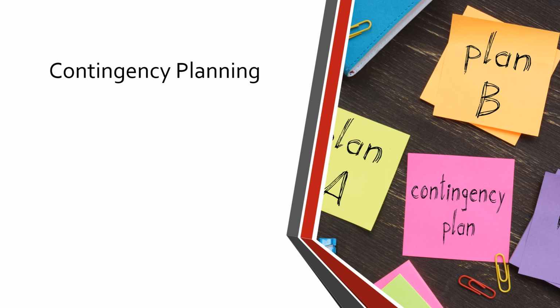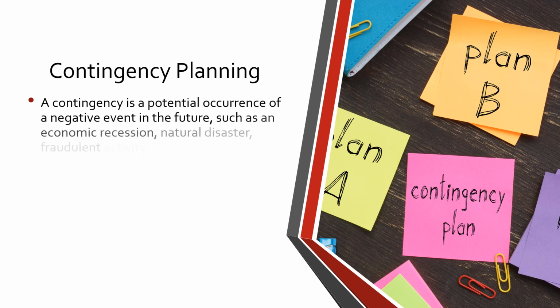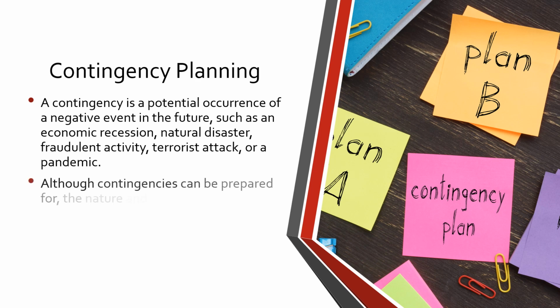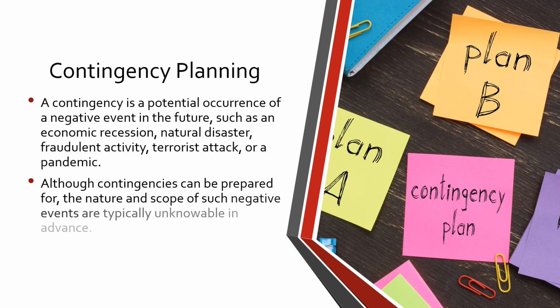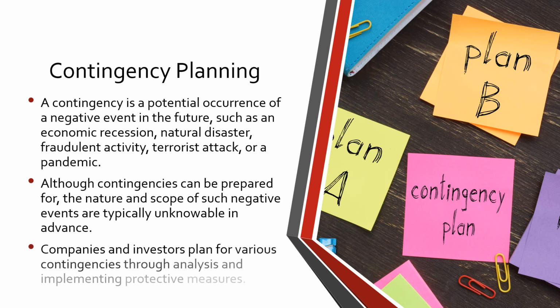Contingency planning. A contingency is a potential occurrence of a negative event in the future, such as an economic recession, natural disaster, fraudulent activity, terrorist attack, or a pandemic. Although contingencies can be prepared for, the nature and scope of such negative events are typically unknowable in advance. Companies and investors plan for various contingencies through analysis and implementing protective measures.